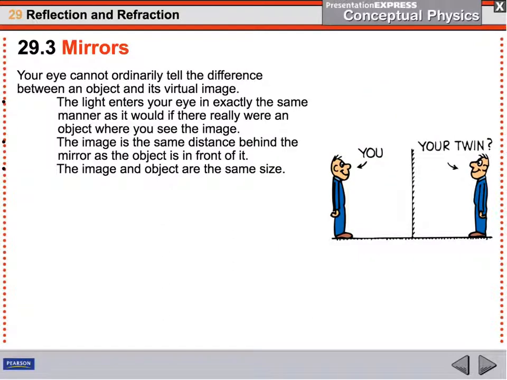Your eye cannot ordinarily tell the difference between an object and its virtual image. The light enters your eye in exactly the same manner as it would if there were an actual image there where you see the image. The image is the same distance behind the mirror as the object is in front of it. The image and object are the same size. So as you stand here, if you look in your mirror in the morning at your house, it looks like there's another version of you standing inside the mirror.